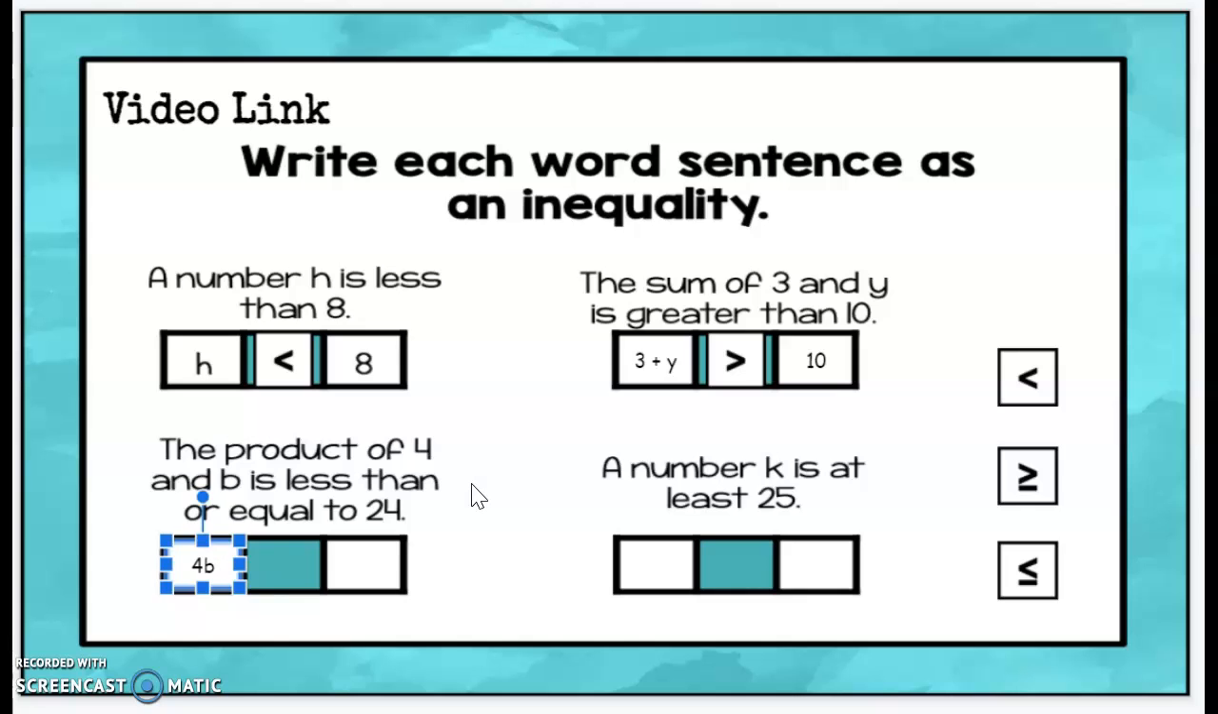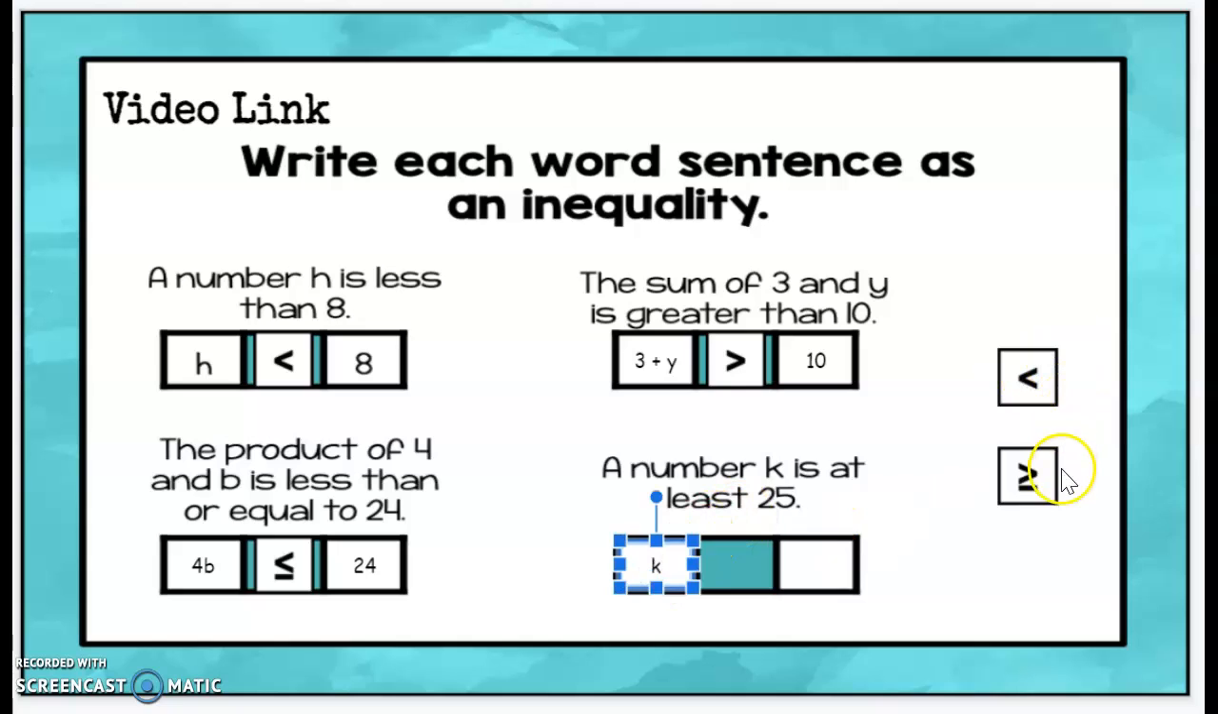So that's 4 times b is less than or equal to 24. So all we're doing is writing it the way it's written. We're turning it into what we call an algebraic expression from these words right here, and you're just writing it in these boxes as it's written. So the product of 4 and b, 4 times b, is less than or equal to, that's where that line comes underneath, 24. We have the number k is at least 25.